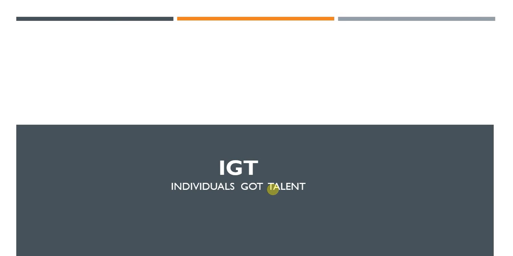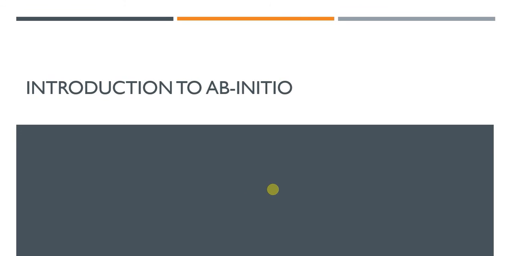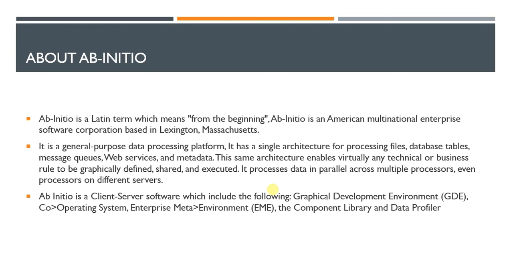So as part of this video, I'll be covering an introduction to Ab Initio. Before learning Ab Initio, let us first go through a few things about Ab Initio. Ab Initio is a Latin term which means from the beginning. And this Ab Initio software company is based in Lexington, Massachusetts.